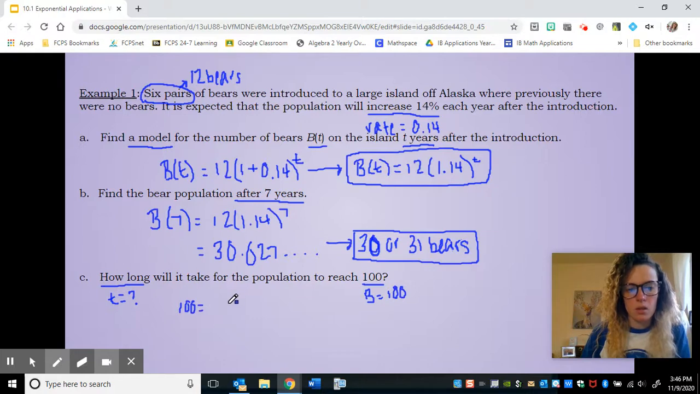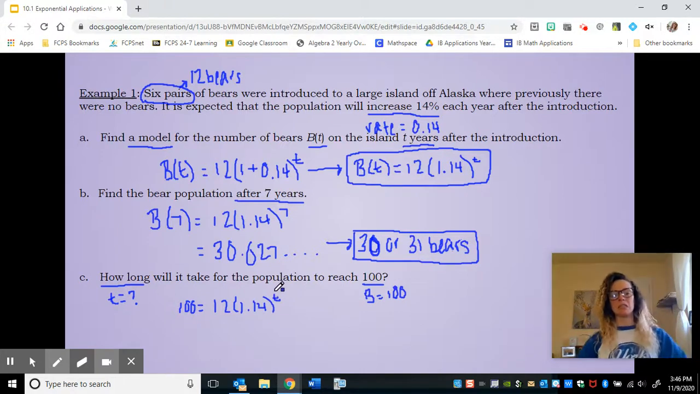So I'll say 100 equals 12 times 1.14 raised to the t. Several ways you can solve this. One way, and the easiest way for me right now, is to use Desmos.